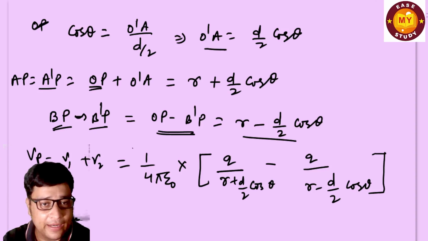Now you have to take the LCM. You see r plus d by 2 cos theta, a plus b, this is a minus b, r square minus d square by 4 cos theta. You have to take the q outside. So on the next page I am going to write it.